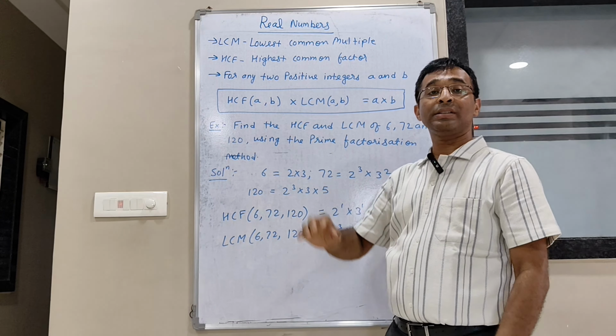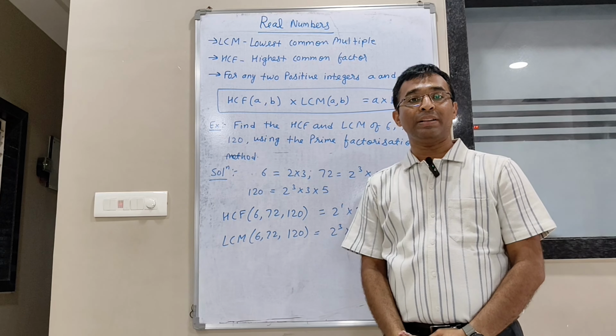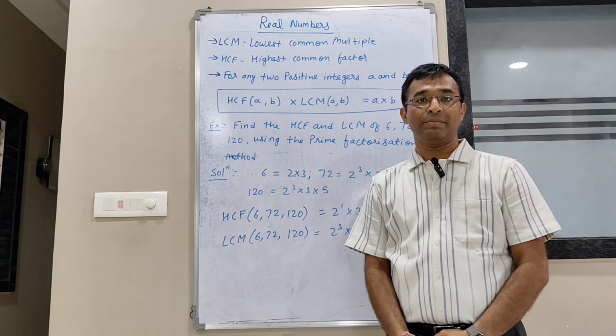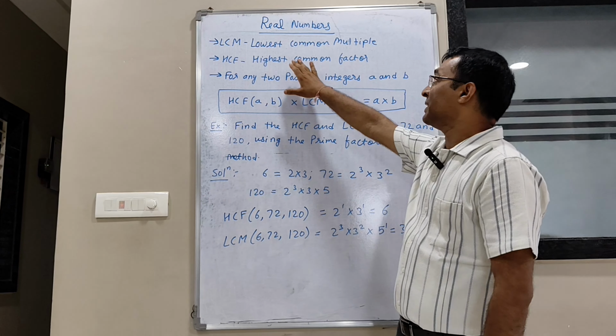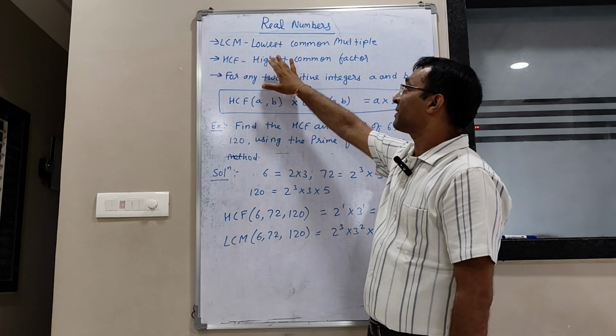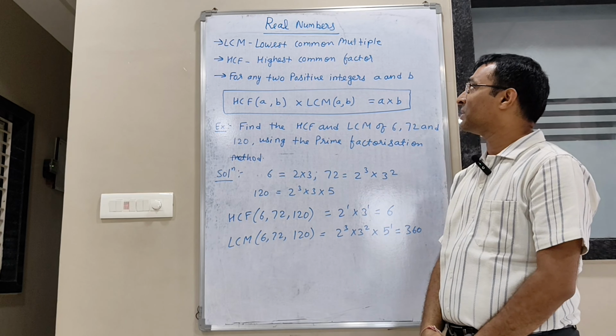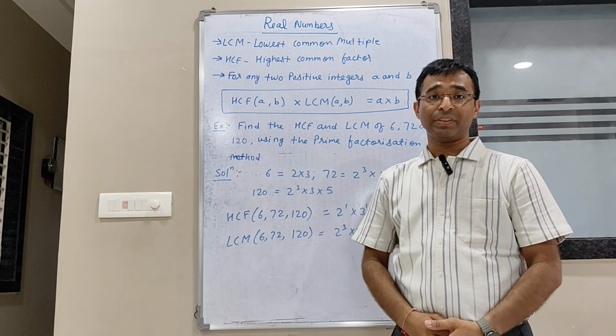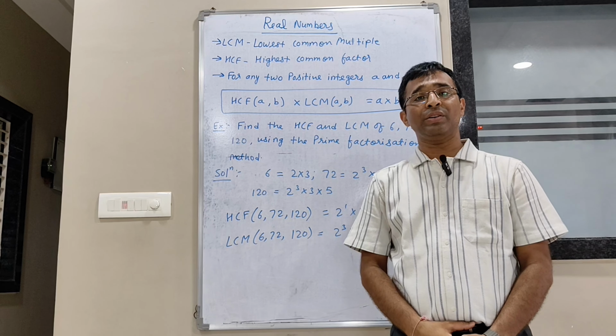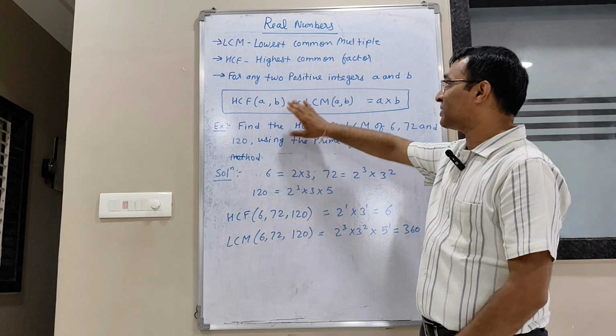Today we are going to discuss a new chapter of mathematics class 10, which is real numbers. In this chapter we are going to talk about LCM and HCF and some real number properties. First, LCM. LCM stands for lowest common multiple, as you have already studied in your lower classes, and HCF, which is known as highest common factor, has also been studied by you in your lower classes.